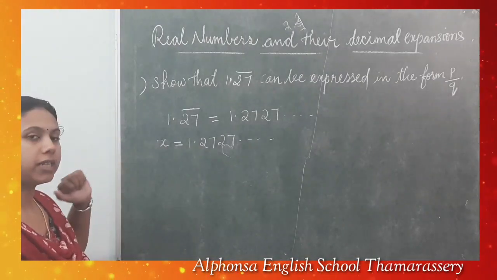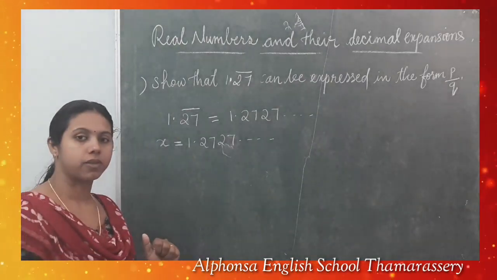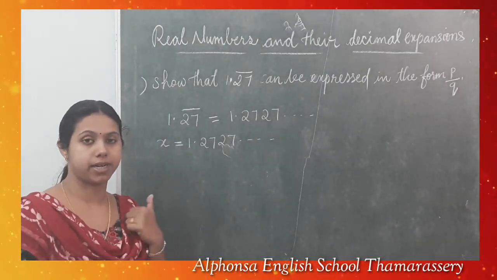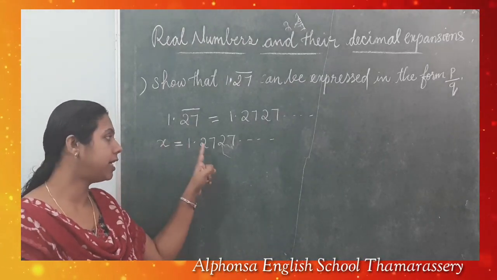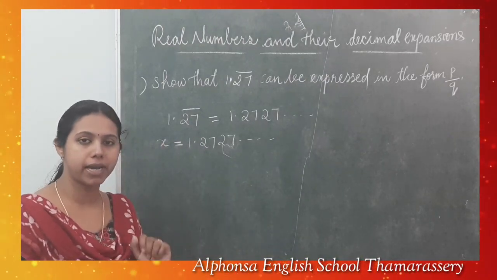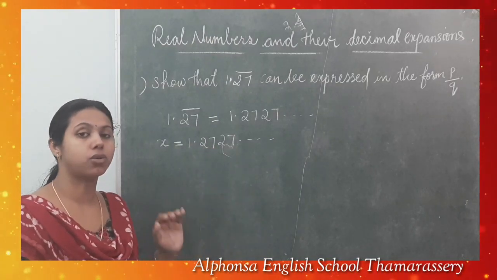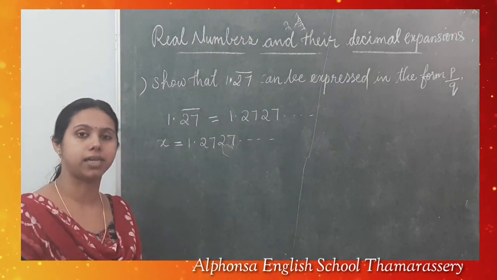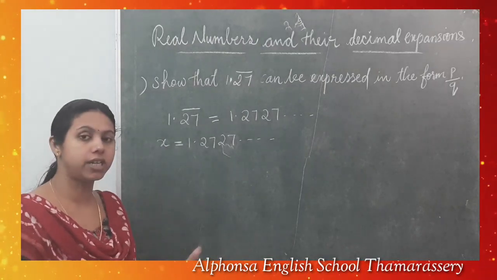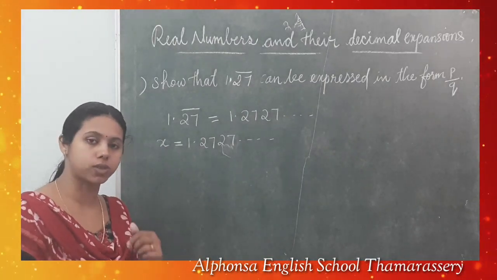So which number do we want to multiply by? We want to multiply by 100. If only one digit is repeating, then you multiply by 10. If two digits are repeating, you should multiply by 100. If there are three digits, you should multiply by 1000.